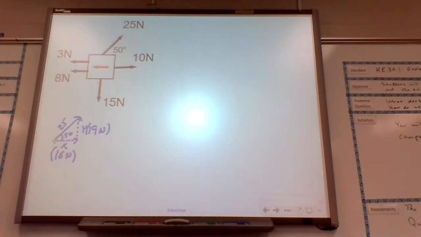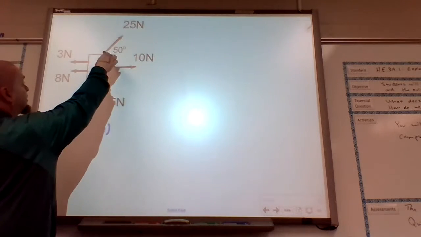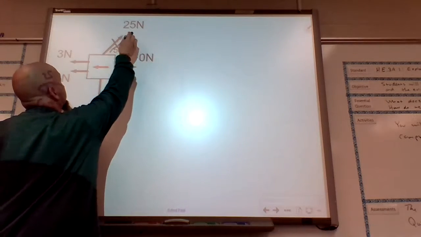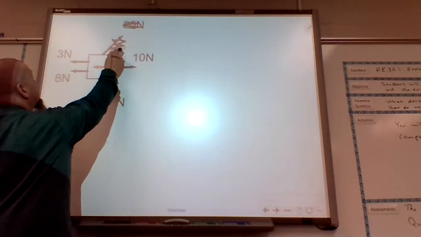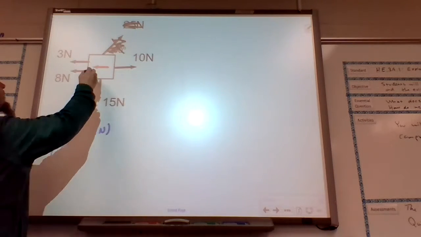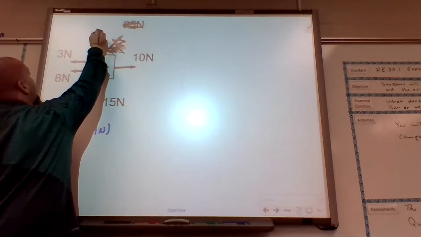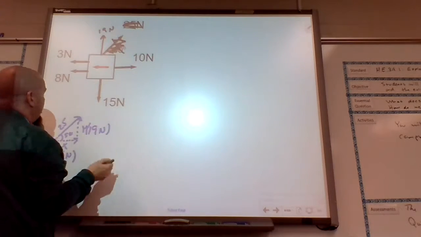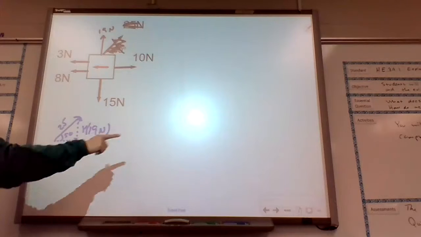And when I've done that, now I can redraw my free body diagram without this in it. I'm just going to go ahead and get rid of this. That's gone now. I have an upward of 19. And I have one to the right of 16.